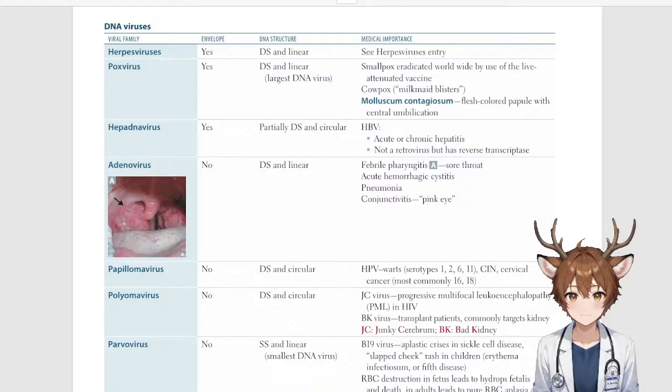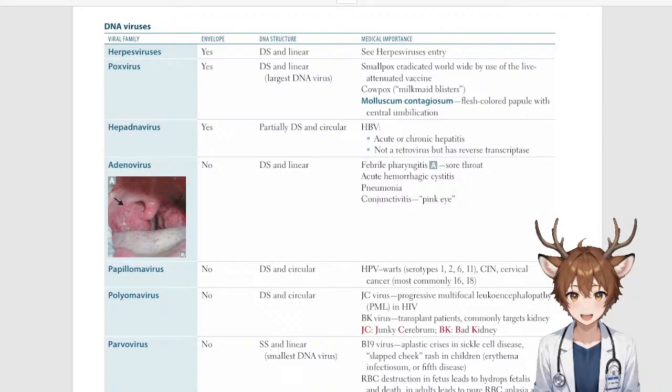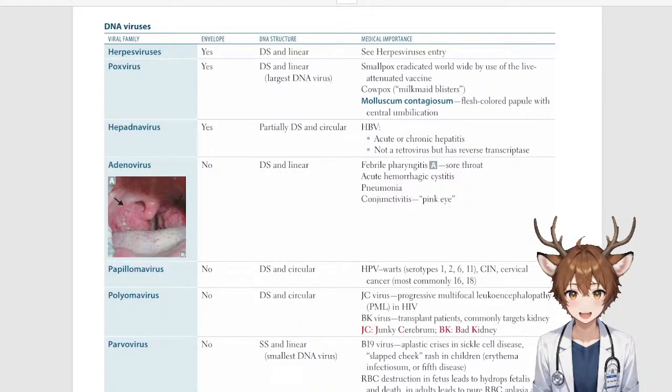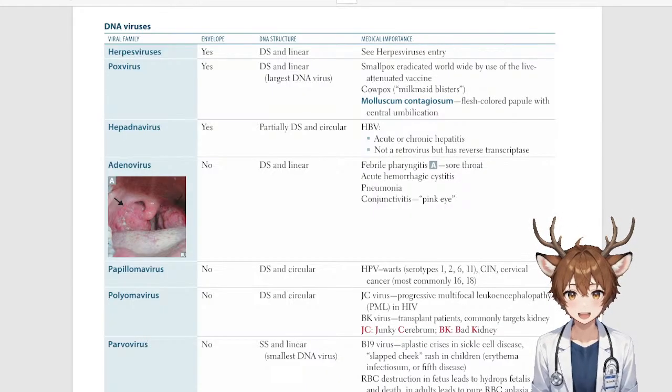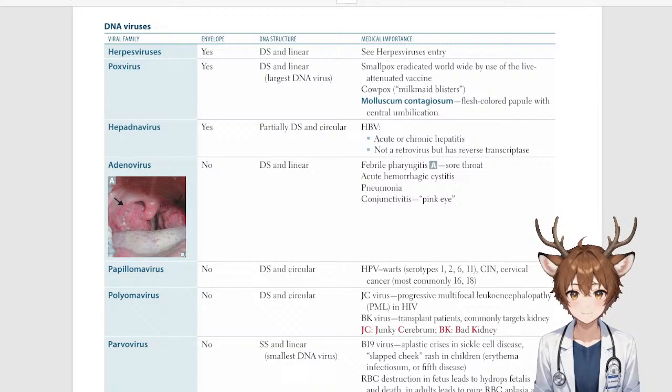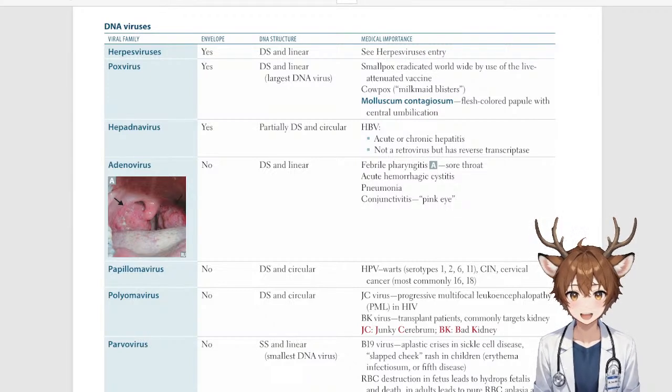Polyomavirus is not enveloped. It is double-stranded and circular. When you think about polyomavirus, there's BK virus and JC virus. JC virus causes progressive multifocal leukoencephalopathy, PML, in immunocompromised patients, like in HIV. BK virus targets the kidneys, commonly in transplant patients. JC, junkie cerebrum; BK, bad kidney. And I think for BK you can get hematuria, so just bear that in mind as well.